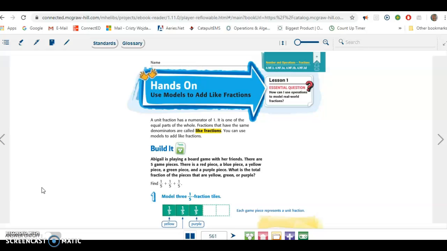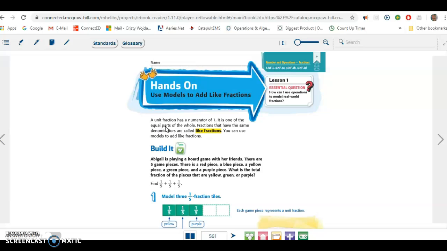Okay, so this is in the math book, Chapter 9, Lesson 1. Our essential question is, how can I use operations to model real-world fractions? And this lesson is hands-on using models, so I'm going to show you how you can access the models on the computer.